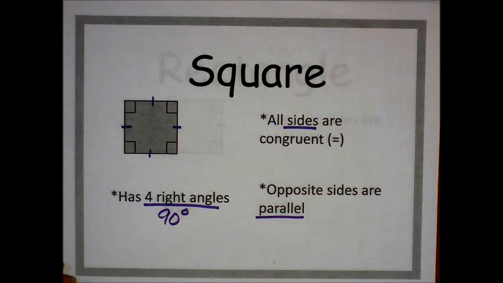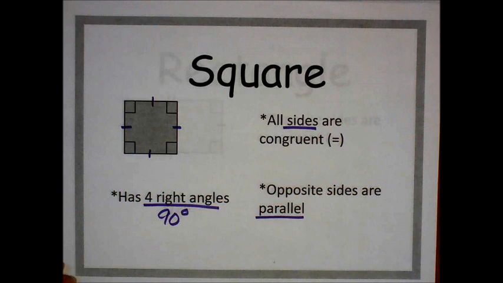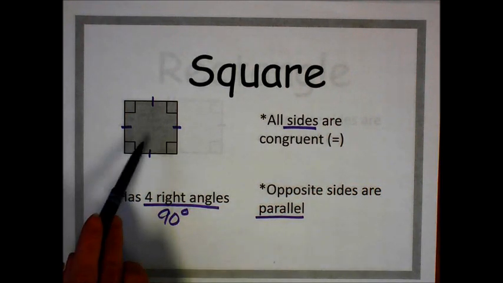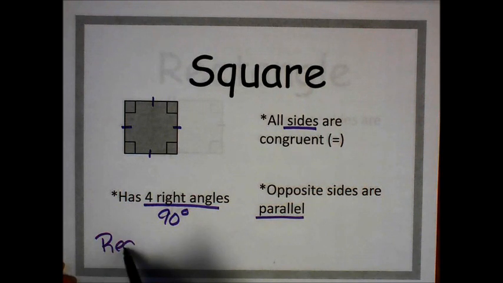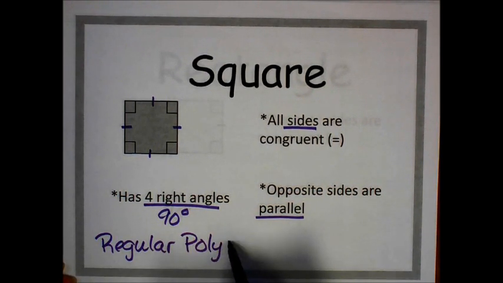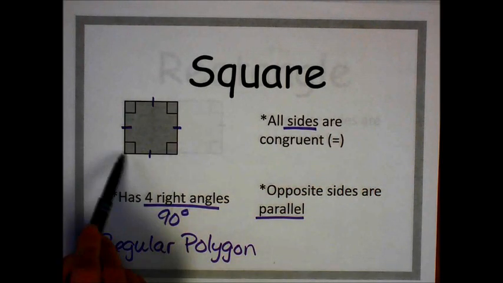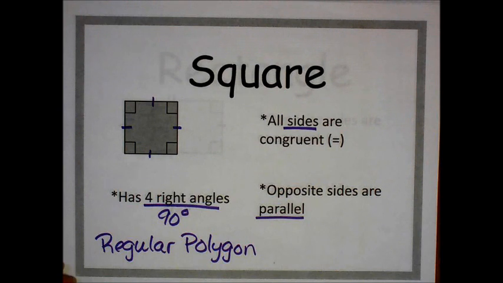Here's something else I want you to notice about a square. Since a square has all equal sides and all equal angles, we can also say that a square is a kind of regular polygon. Remember, a regular polygon has all sides that are equal and all angles that are equal.